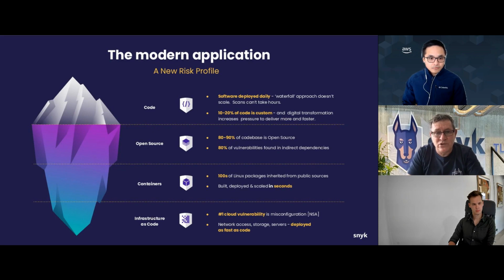And of that open source code, 80% of the vulnerabilities are not actually found in those direct dependencies that a developer has defined. They're actually found in what we call transitive or indirect dependencies. So this is the case where we use an open source library, and that open source library requires other open source libraries. And often we're blind to those libraries that are being pulled into our application. So it's very important that we understand and have some tooling around securing those open source components.